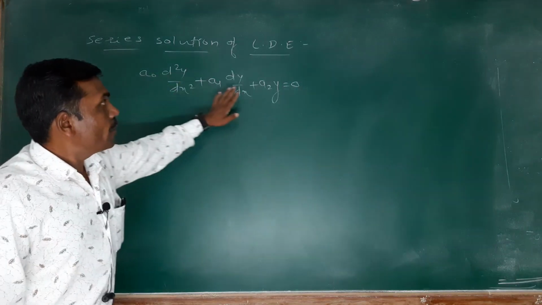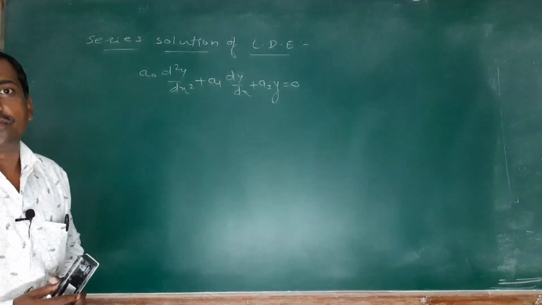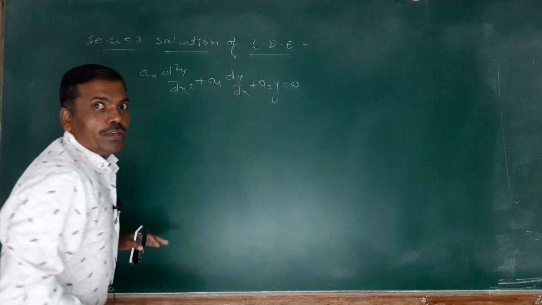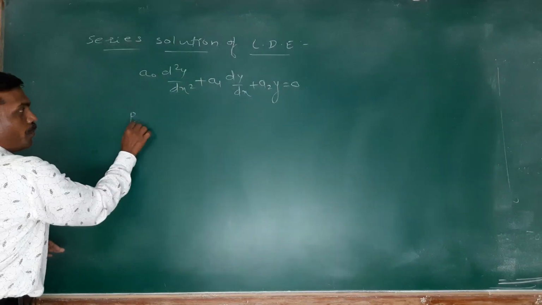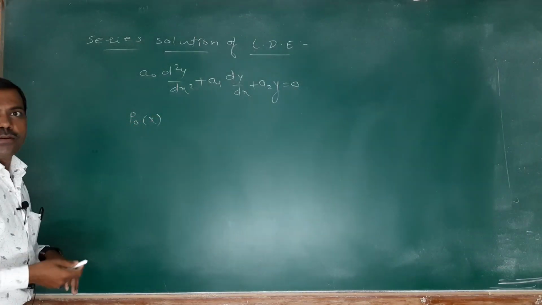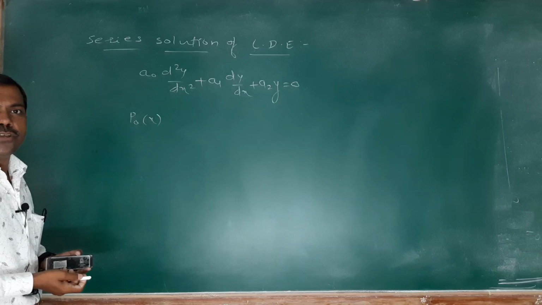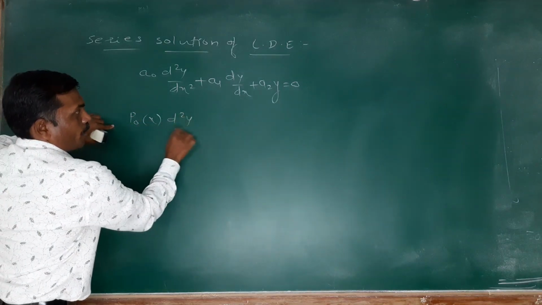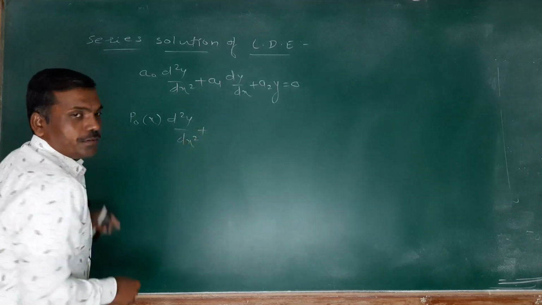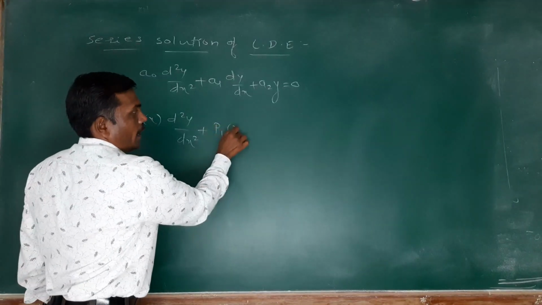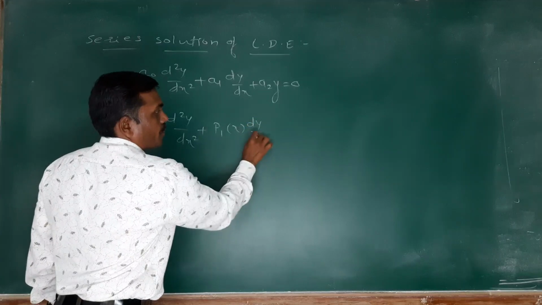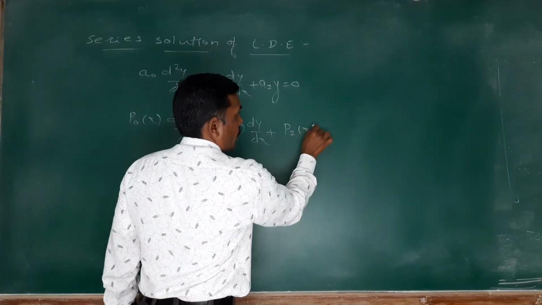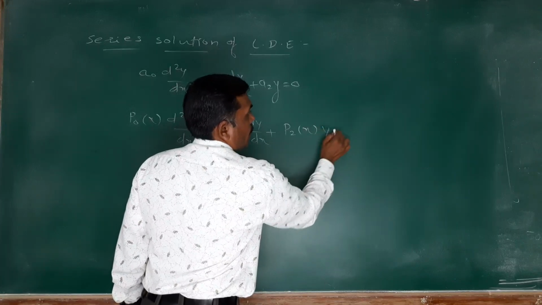So here a0, a1, a2 are all constant. Now if I vary this a0, a1, a2, so instead of a0, if I write p0 of x, p is polynomial. For polynomial I use this notation p. So p0 of x d2y by dx square plus p1 of x dy by dx plus p2 of x y is equal to 0.